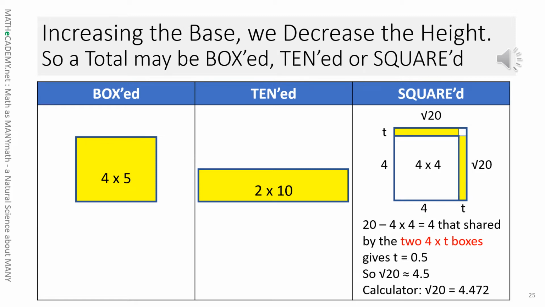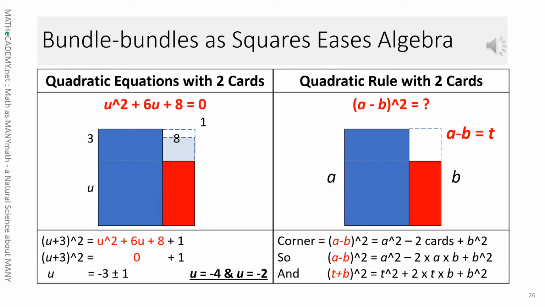A 4x5 box may be squeezed into a 2x10 box, or into a square with the square root of 20 as sides. We see that the square root of 20 is 4 plus t, since it is between 4 and 5. We also see that the surplus over 16 is 4, which must be shared by the two 4 by t boxes. So t must be 0.5. So the square root of 20 is close to 4.5. A calculator shows it is 4.472. Bundle bundles as squares ease algebra.